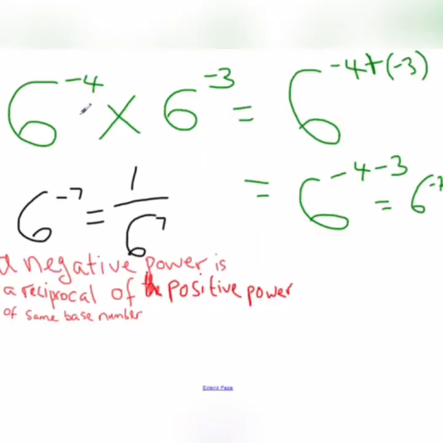If we look at this last example, you can clearly see we're multiplying same base numbers. So if we're multiplying same base numbers, we keep that base number, as in the big number. And because we're multiplying, we add only the power. So negative 4 add negative 3 is the same thing as negative 4 minus 3. So your final answer will be 6 to the power negative 7. And 6 to the power negative 7 is the same thing as 1 over 6 to the power 7. Remember, the negative power is the reciprocal of the positive power of same base number.